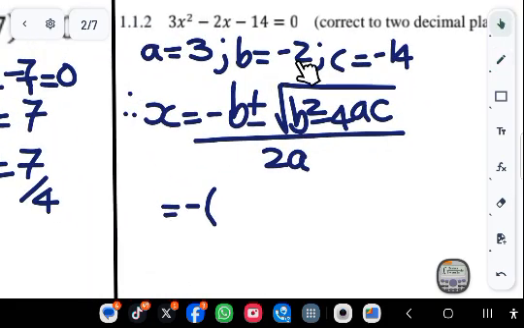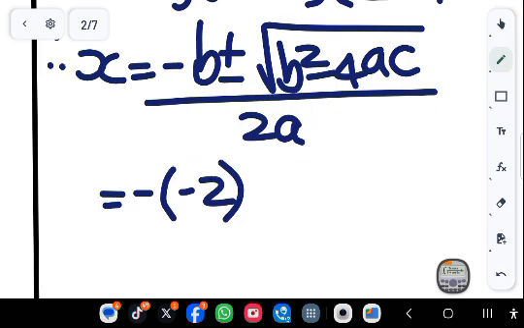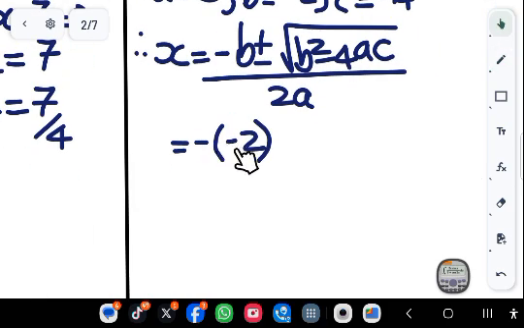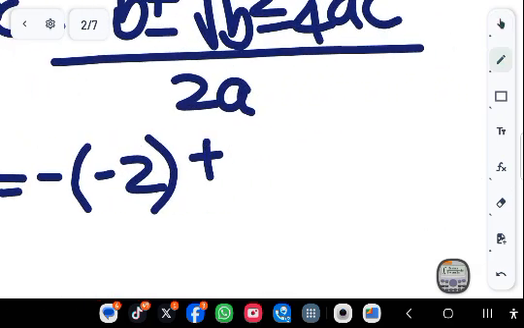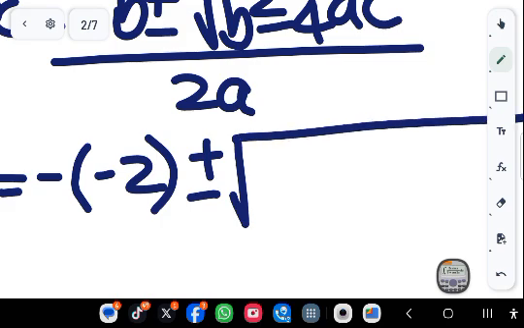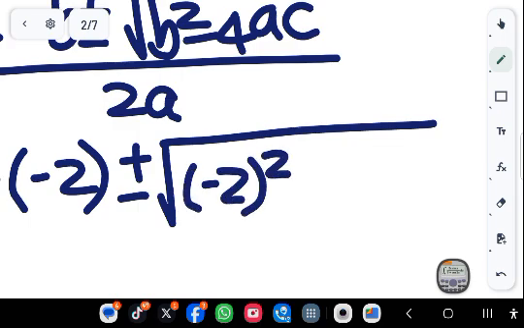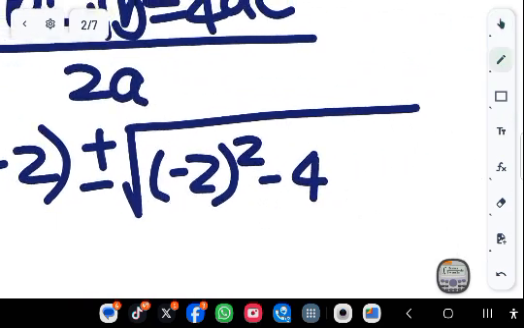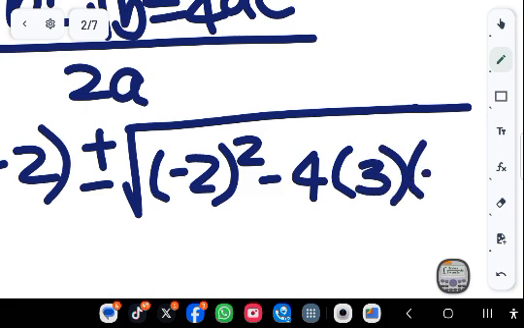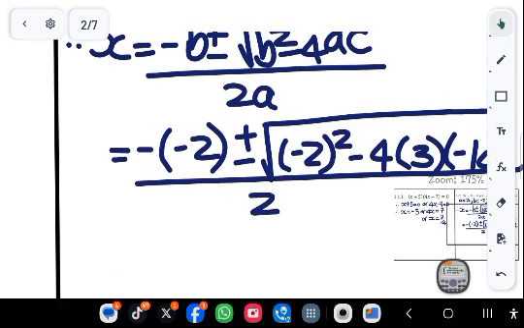That means we substitute as given. So b is a negative 2. Now, many people just take off the brackets and just record this as positive 2. No, that is not the proper way of substitution. You will work this out, yes, but when you substitute, make sure that you do it correctly. Minus 4, a is 3, and c is negative 14. 4 times 3 times negative 14. And now, all over 2 times a is 3.